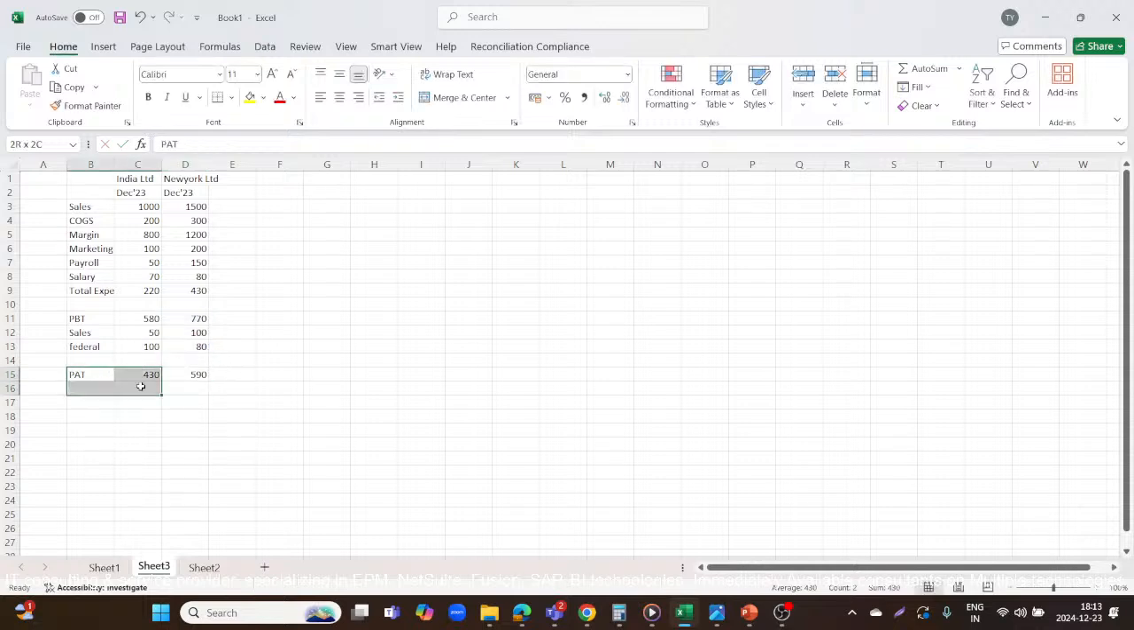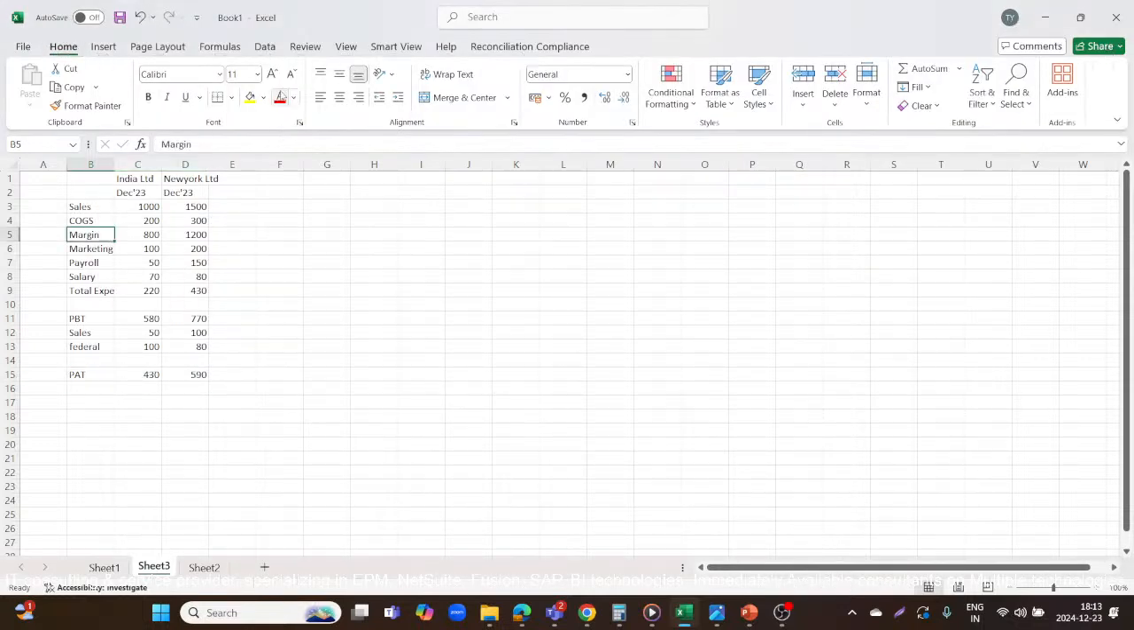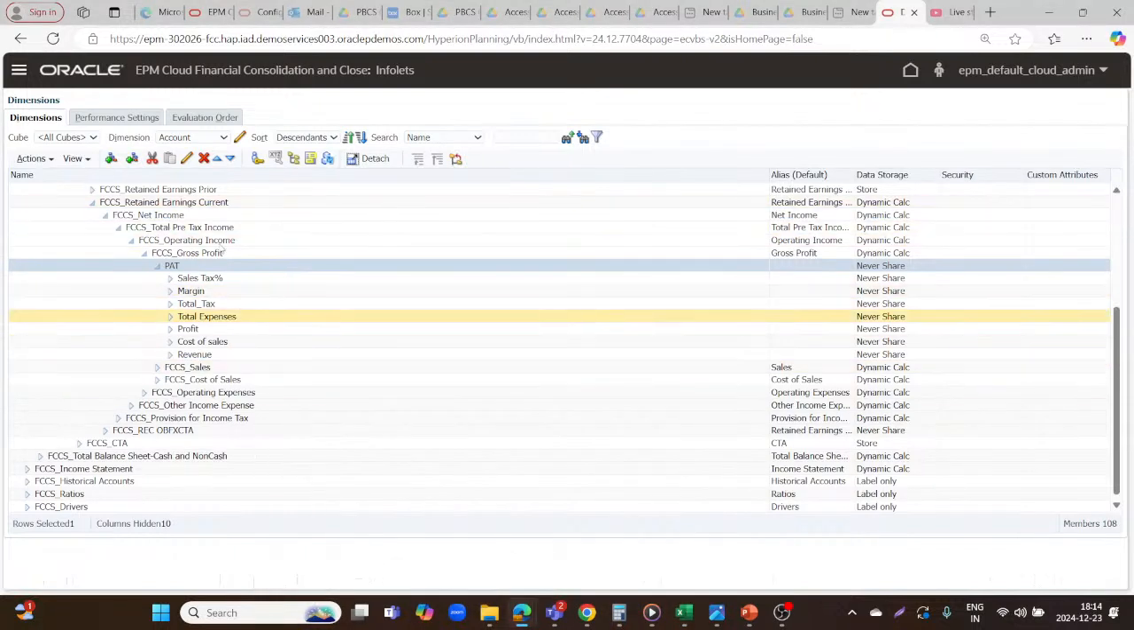So this we are going to calculate with the help of a business rule. The same way I have done here, we'll do in the FCCS application as well. Okay, so what we were doing is we were calculating this margin, then this total expenses. Then we have done the calculation for this profit before tax and then this profit after tax, right? Okay, so coming back to the application, I have similarly created some of the accounts.